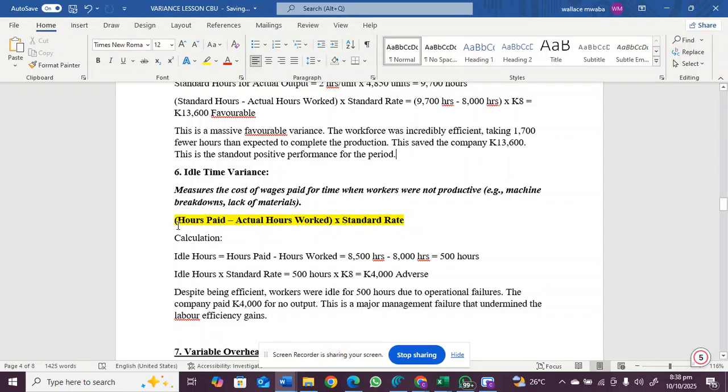So for idle time variance, it's the hours paid for minus the actual hours worked, times the standard rate. The hours that were paid for were 8,500 hours. The actual hours worked were 8,000. So we have 500 hours of idle time, which is a lot. Workers were seated doing nothing for 500 hours. So multiply this by the standard rate. 500 times 8, you get 4,000, which is adverse. Any questions?